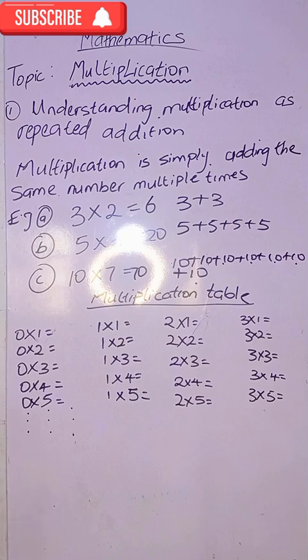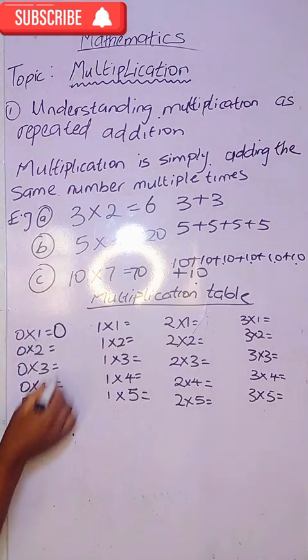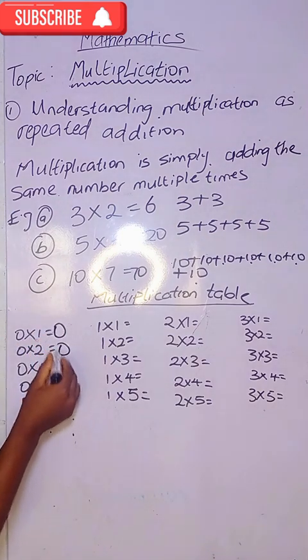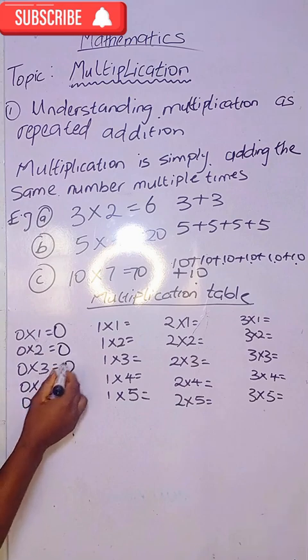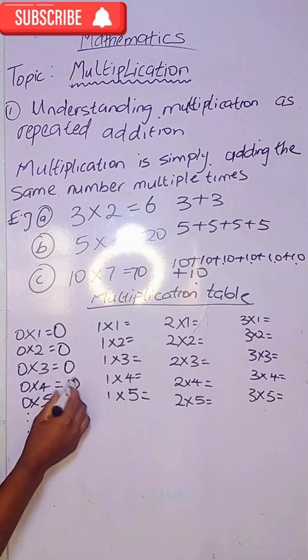So the next subtopic we have is what? Multiplication table. Please, if you are distracted, set aside that distraction. This is a very vital topic and aspect of mathematics. We have 0 times 1 to give us 0. 0 times 2, 0. 0 times 3, 0. 0 times 4, 0. And 0 times 5, 0.